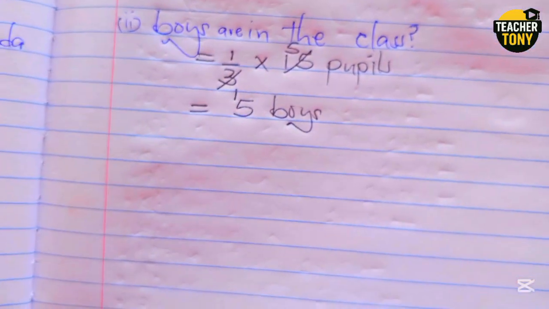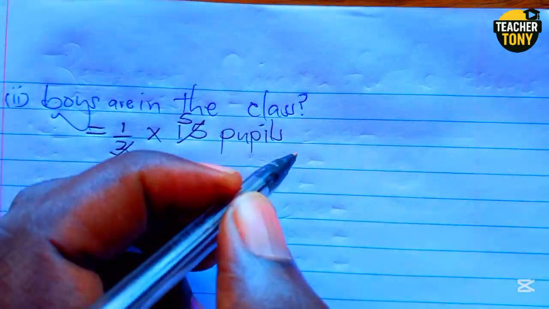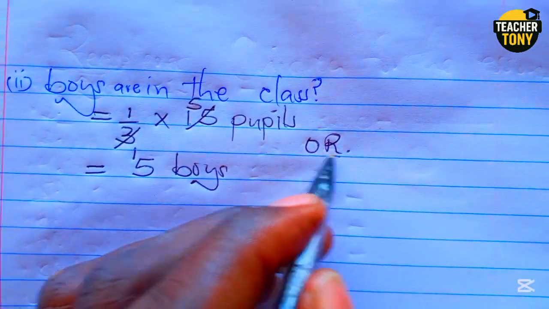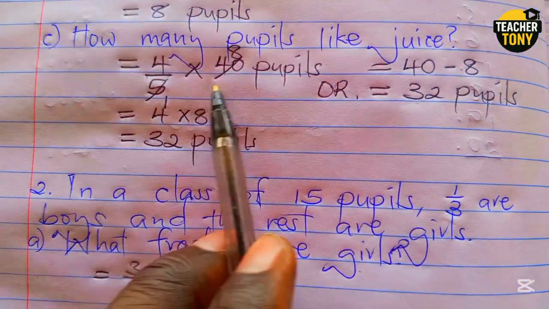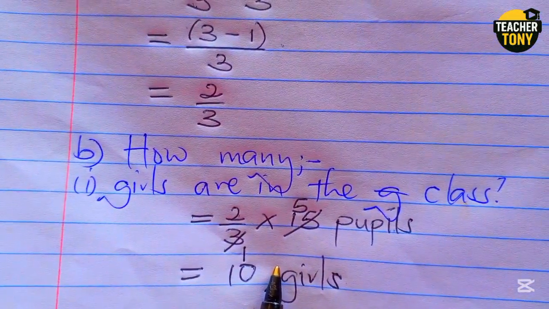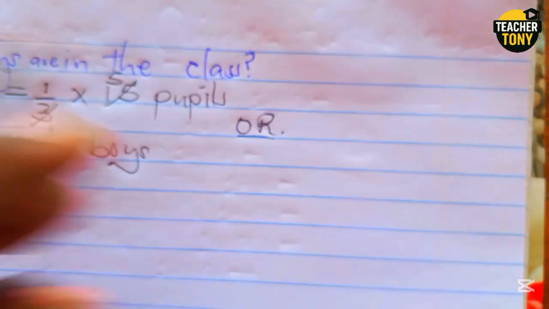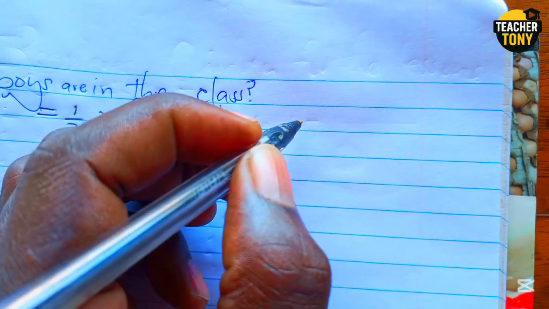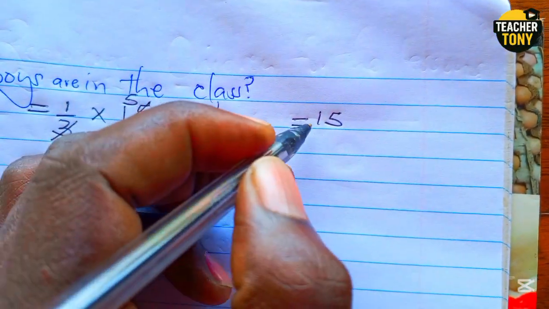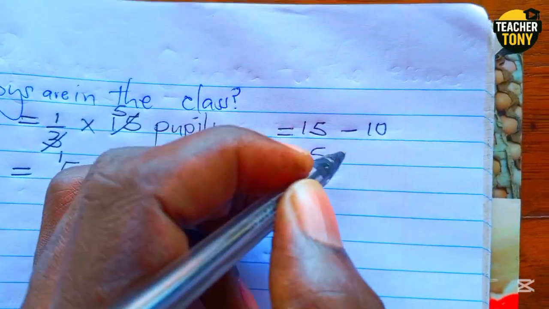If you said pupils, you forgot one thing. They're asking for the number of boys. So the easy way again that you can do it, like the way we did number 1 here. Since we have already got the number of girls to be 10, we can now get the number of boys. Since in the class we have 15 people and 10 girls, we can get the number of boys by saying it will be equal to 15, the number of people in the whole class, minus the number of girls, which is 10. And the final answer we shall have is 5 boys.